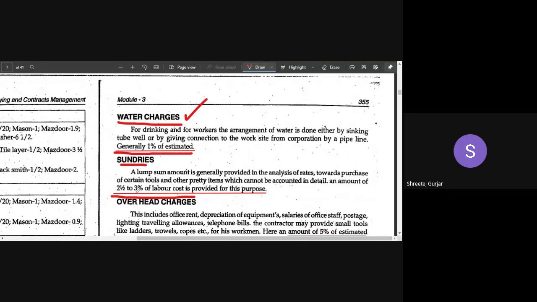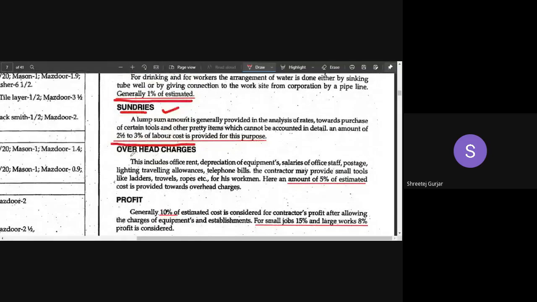Okay, 2.5 to 3% of the labor cost is considered as sundries. Next, overhead charges. I have told you what we include in overhead charges, like the salaries of the supervisors, traveling allowances, telephone bills, paper, stationery, furniture, all those things.